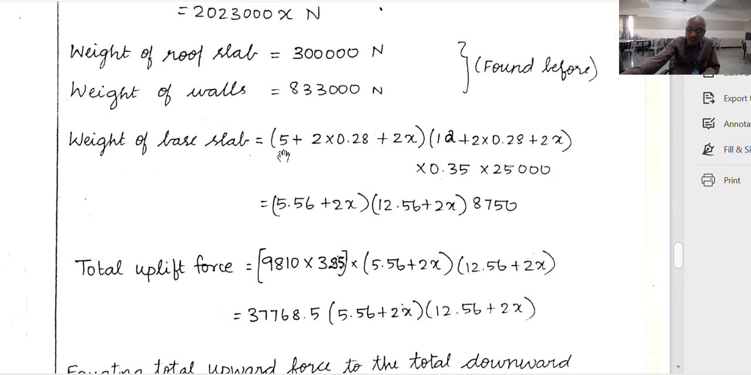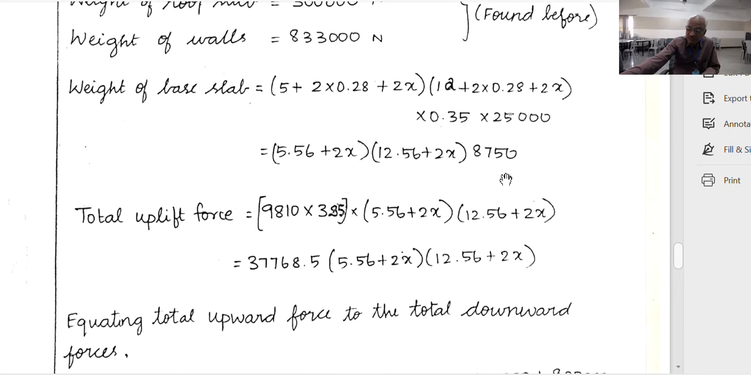So the total width, total length of the base, including the wall thickness and the projection, into 0.35. 0.35 is the thickness of the base slab, into 25,000. So this gives the total weight of concrete. Now we have to equate, this is the total uplift force.